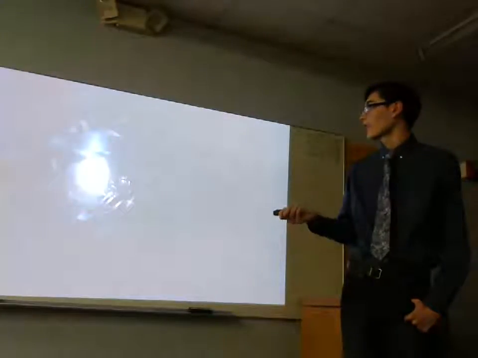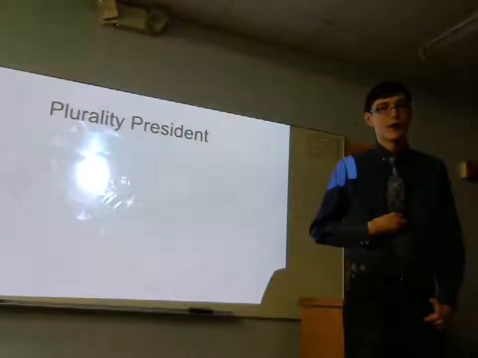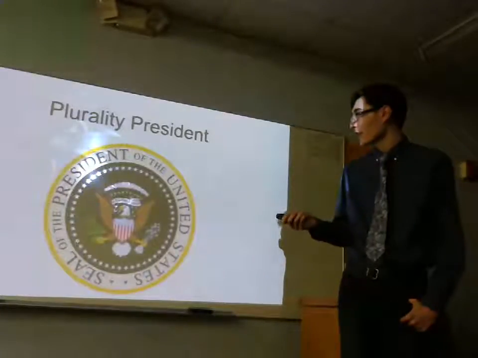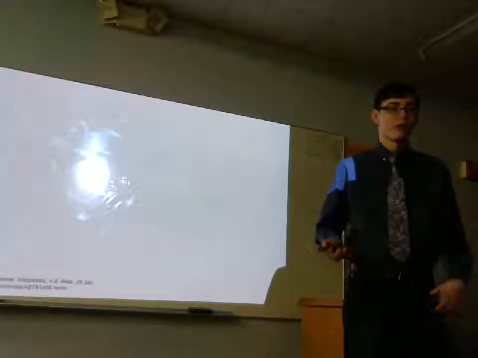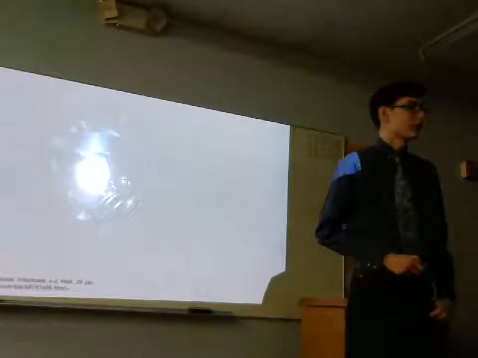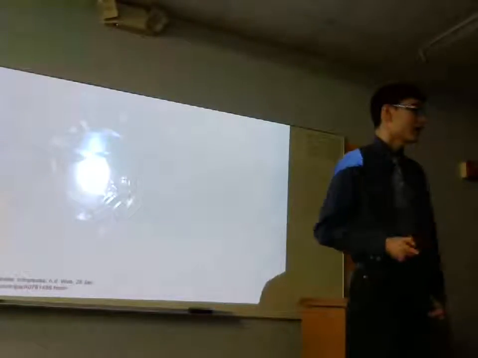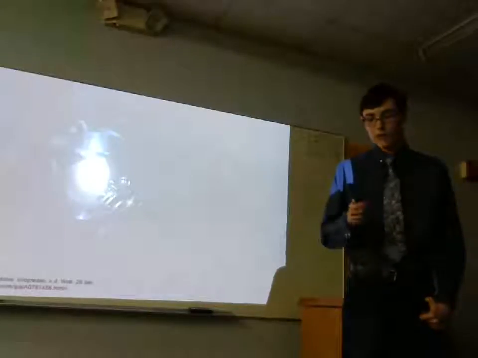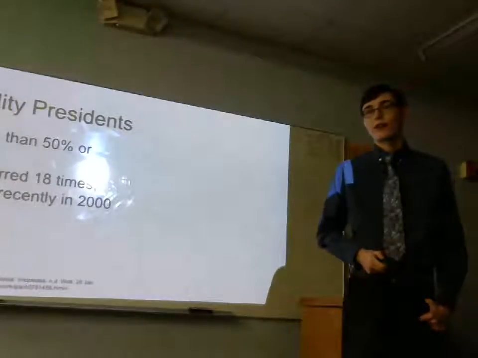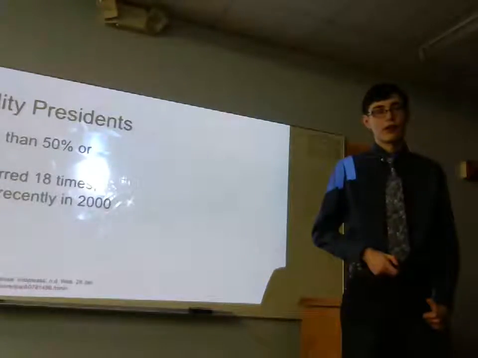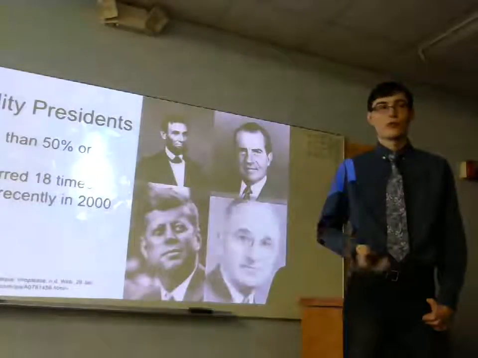Now, the second way that the Electoral College fails us is through its election of plurality presidents. And you may wonder, what do I mean by a plurality? By a plurality, I mean a candidate that has won less than 50% of the votes, but still wins, since they've won the largest single share of the votes. So a candidate could end up winning about 47% or 48% of the vote. But as long as they have the largest single share, they would win the election. And amazingly, this has occurred about 18 times in our nation's history, most recently in the year 2000. And some very famous presidents have been elected on a plurality, including Lincoln, Nixon, Kennedy, and Truman.